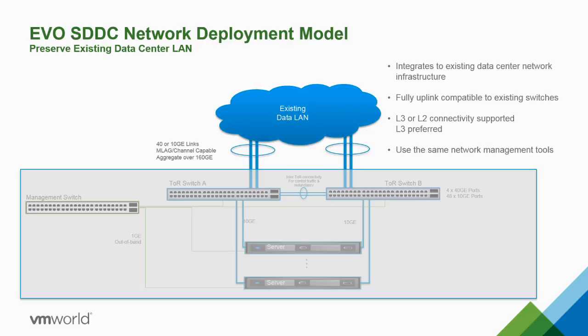You integrate to an existing data center network either using layer 2 connectivity, using VLANs, or layer 3 connectivity. In that case, we assume OSPF or BGP interoperability with an existing corporate router. We want to make sure it's compatible with existing switches from other vendors so that we don't break any interoperability. Whether layer 3 or layer 2 connectivity, you use the same network management tools. You do not have to invest in separate management tools because EVO SDDC Manager also allows you to do network management for the switches.